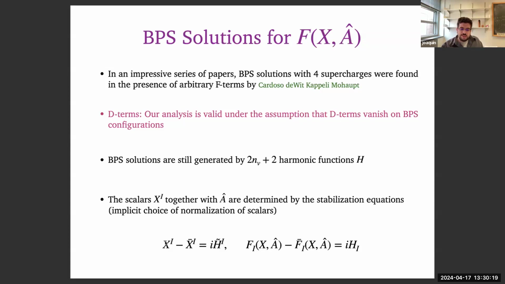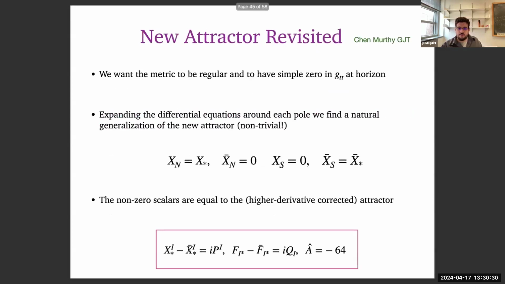Okay, let me skip this. This is just saying that there is a solution for higher derivatives that has the same principle as before. I can take a harmonic function h, and there's an equation giving me the scalars in terms of these harmonic functions and the metric. That works the same. Then the new attractor works also the same way. The scalars will flow to a universal value at the north and south pole where either x bar or x is zero, and the non-zero component is equal to the extremal attractor, which is derived from these formulas.